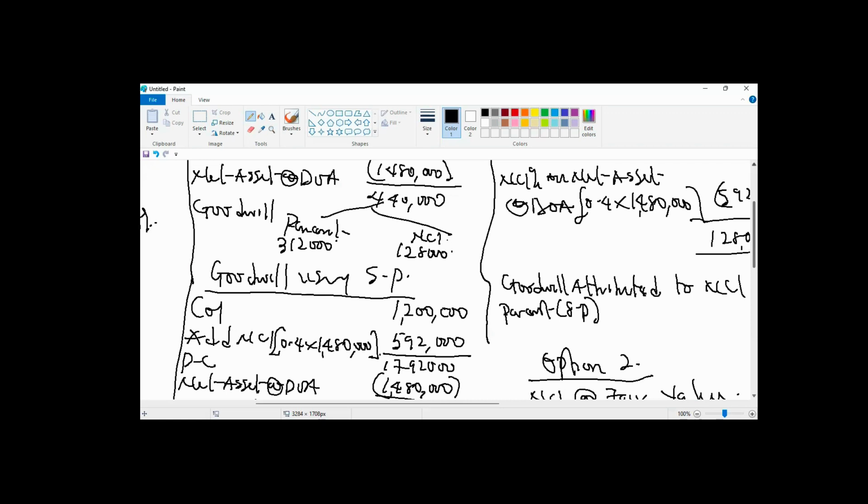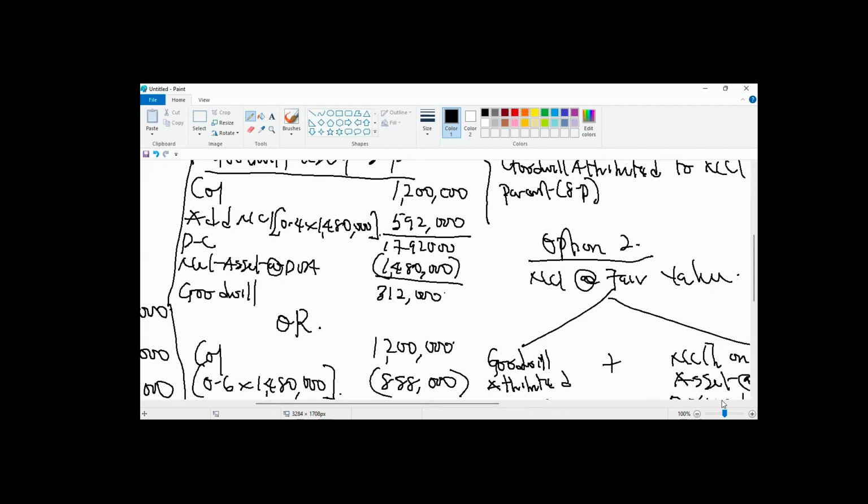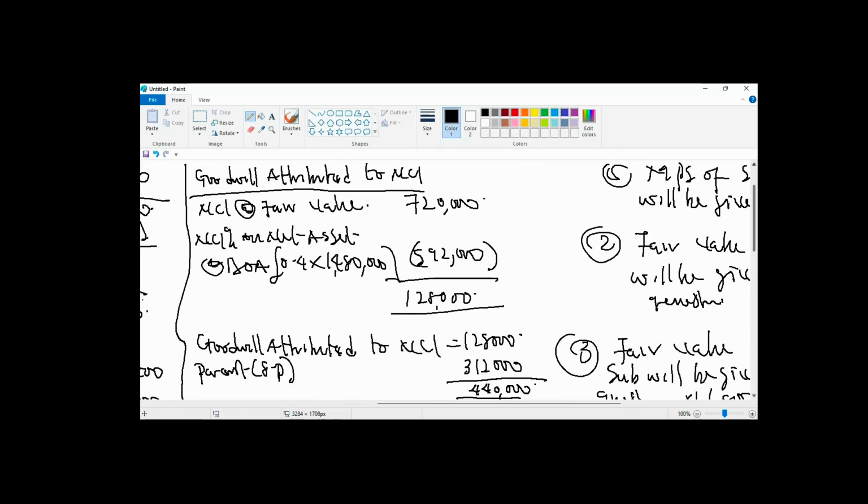If I don't want to do that, I can get the NCI first. What is the formula for the NCI? I'm giving you here. This is the formula. I can get the NCI first. 720 at fair value.